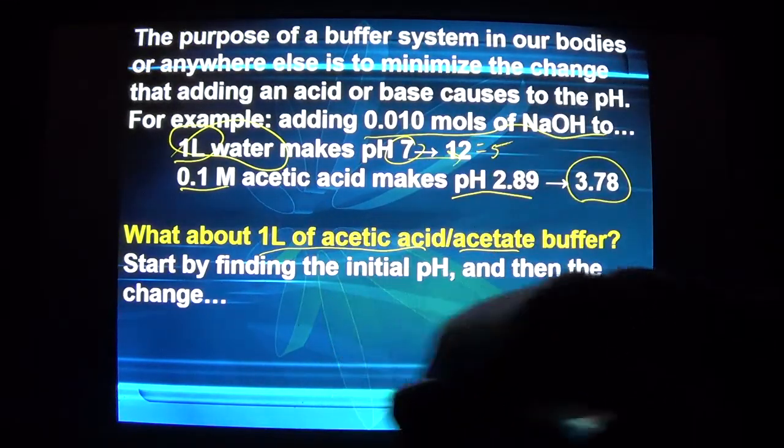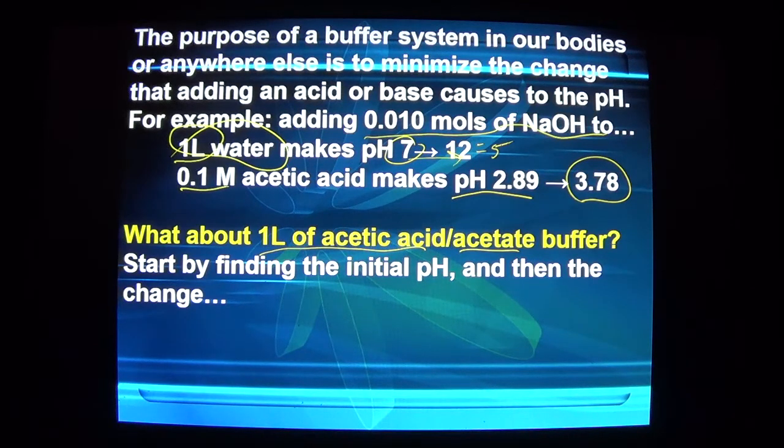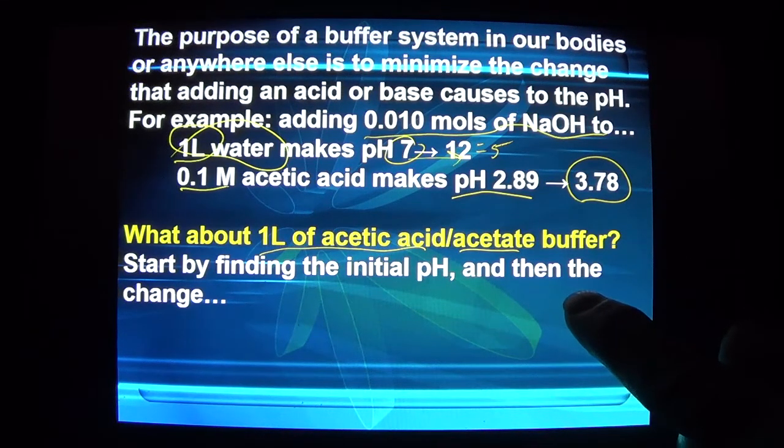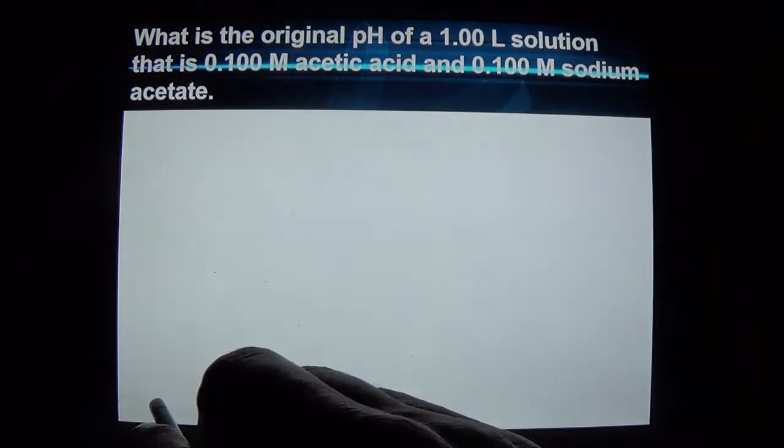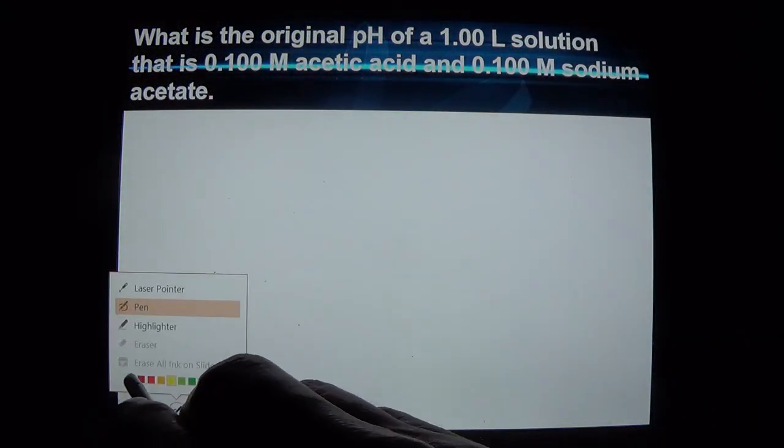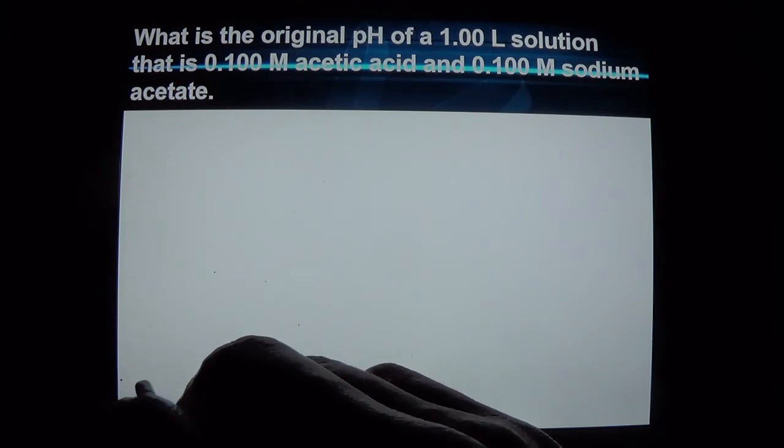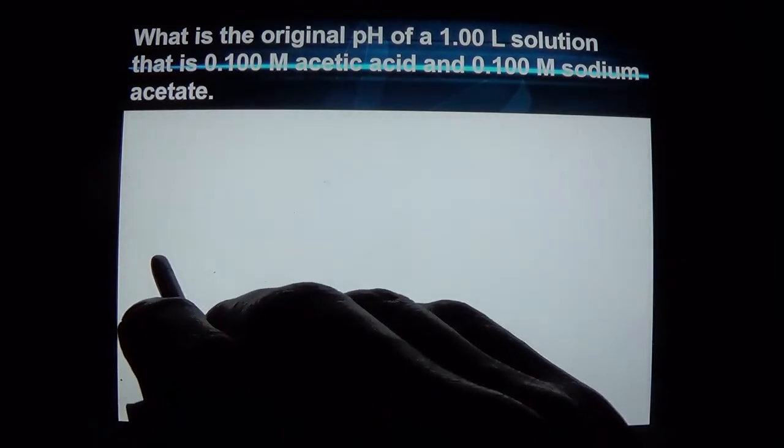Now, in order to know what's going to happen, I have to know what we're going to start with. So that's our initial step. We're going to find the original pH of just the buffer itself. Because remember, making a buffer by adding a salt to your acid solution is going to change the pH.